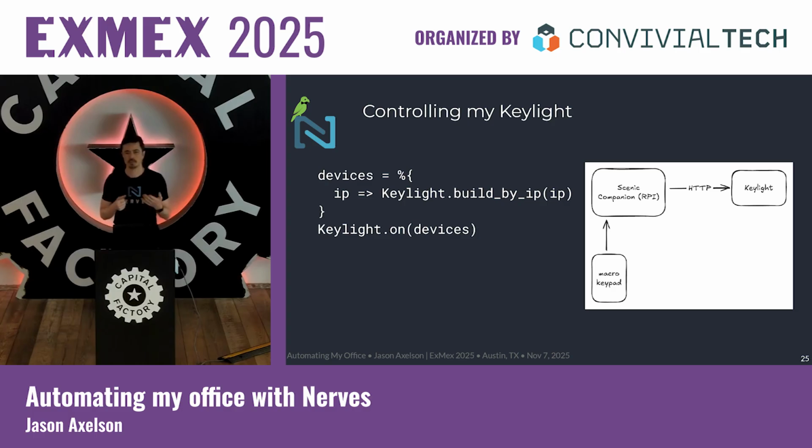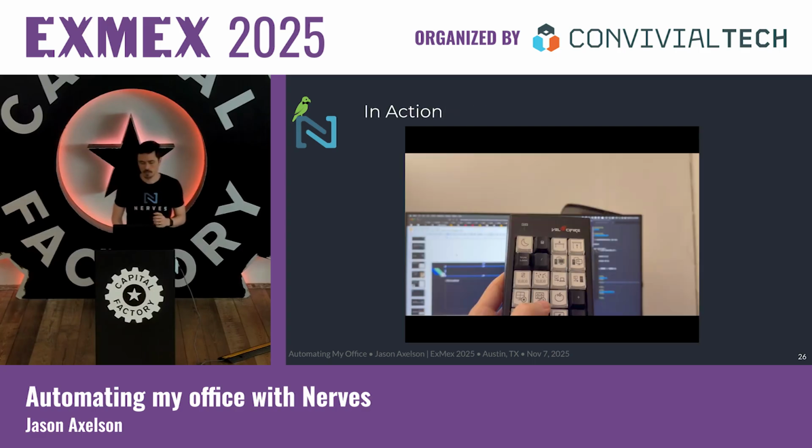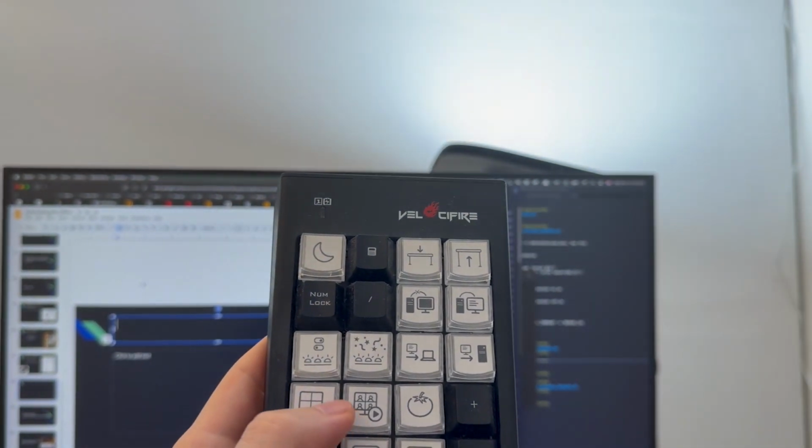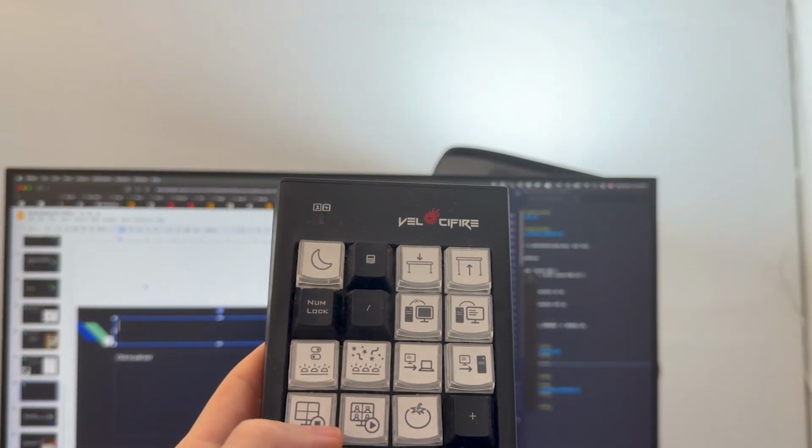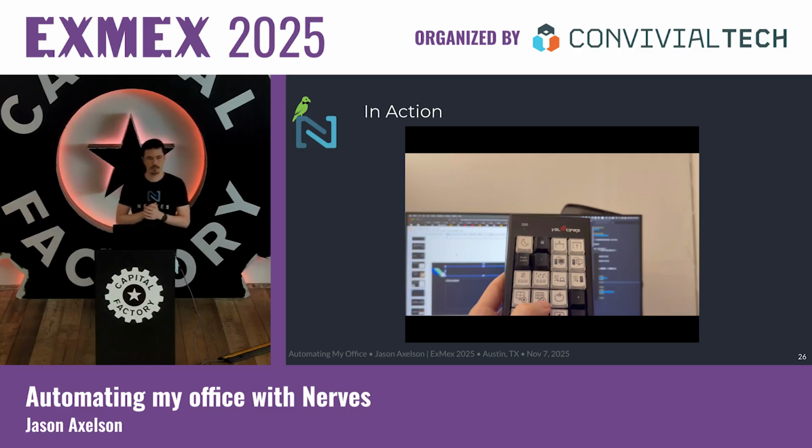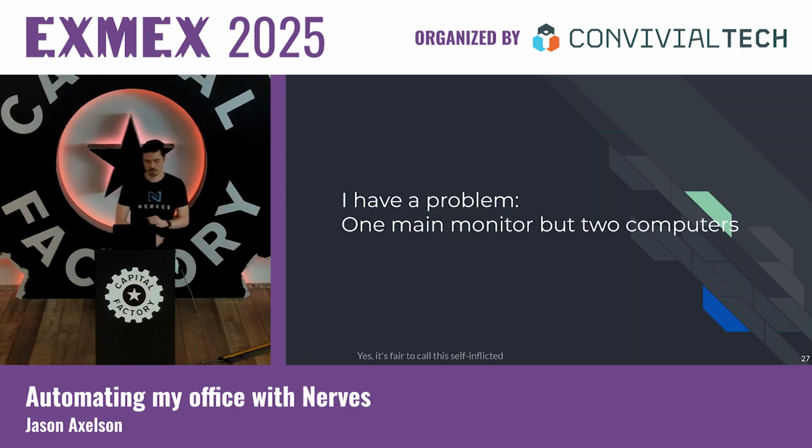The library does support discovery via mDNS, but I found over time that isn't always very reliable. So instead, I give my USB key light a specific IP address via DHCP reservation, and then I can just build it up by IP and call keylight.on, and it turns on. So it starts by pressing a button on my keypad, and then the light turns on, press it again, turns off, and so on. It's nice, quick, responsive, and it works.